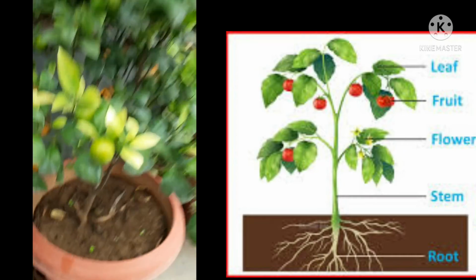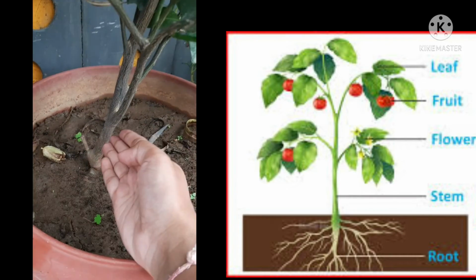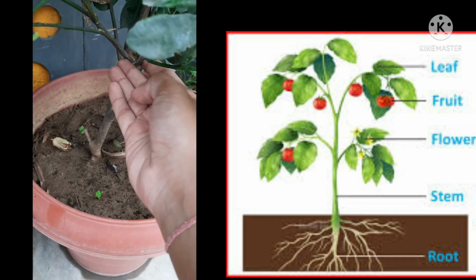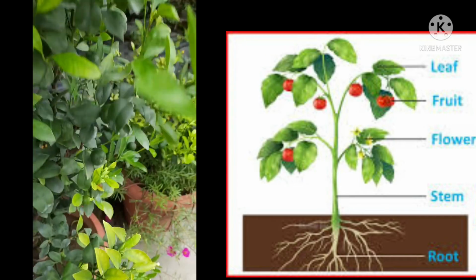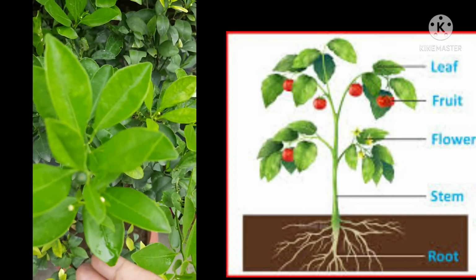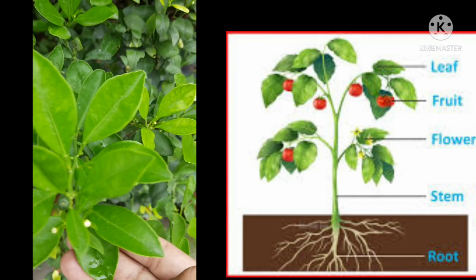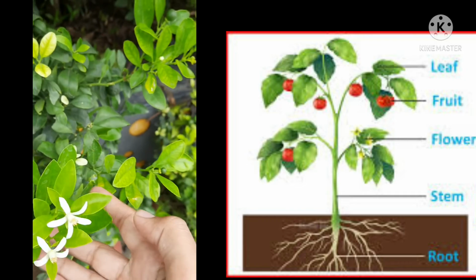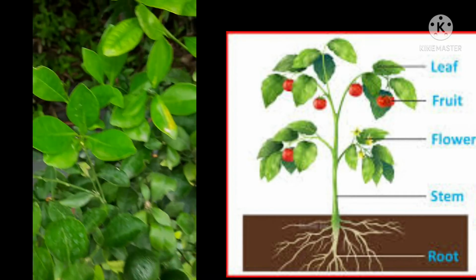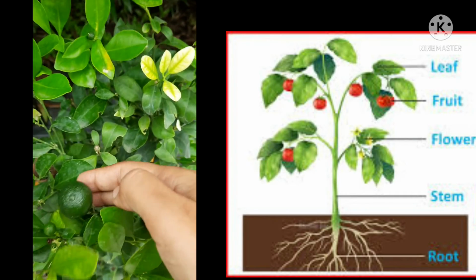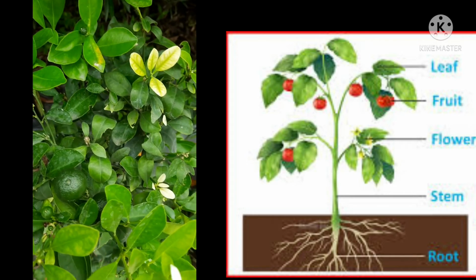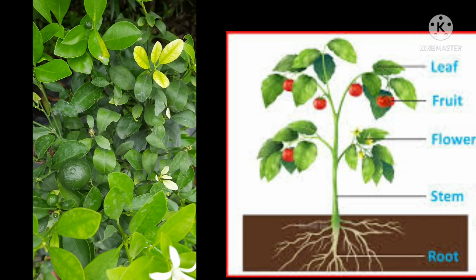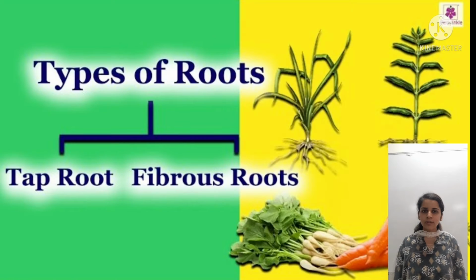And the shoot system has stems, branches, leaves, buds, flowers and fruit. So students, these are the root system and shoot system of a plant. So students, let's study about root system.